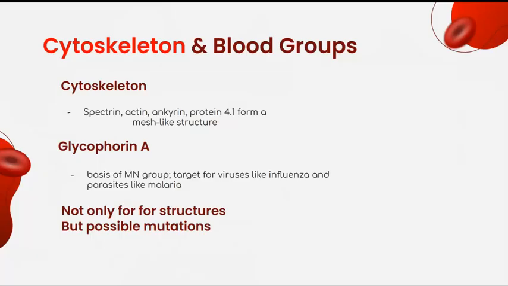For peripheral proteins like spectrin, actin, and protein 4.1, which form the cytoskeleton, this network keeps the cell strong enough to maintain its shape, but flexible enough to deform under stress as well. These structures aren't just for stability, though. Mutations in them can lead to hereditary conditions like spherocytosis and elliptocytosis, where the cell loses its flexibility and gets destroyed prematurely in the spleen.